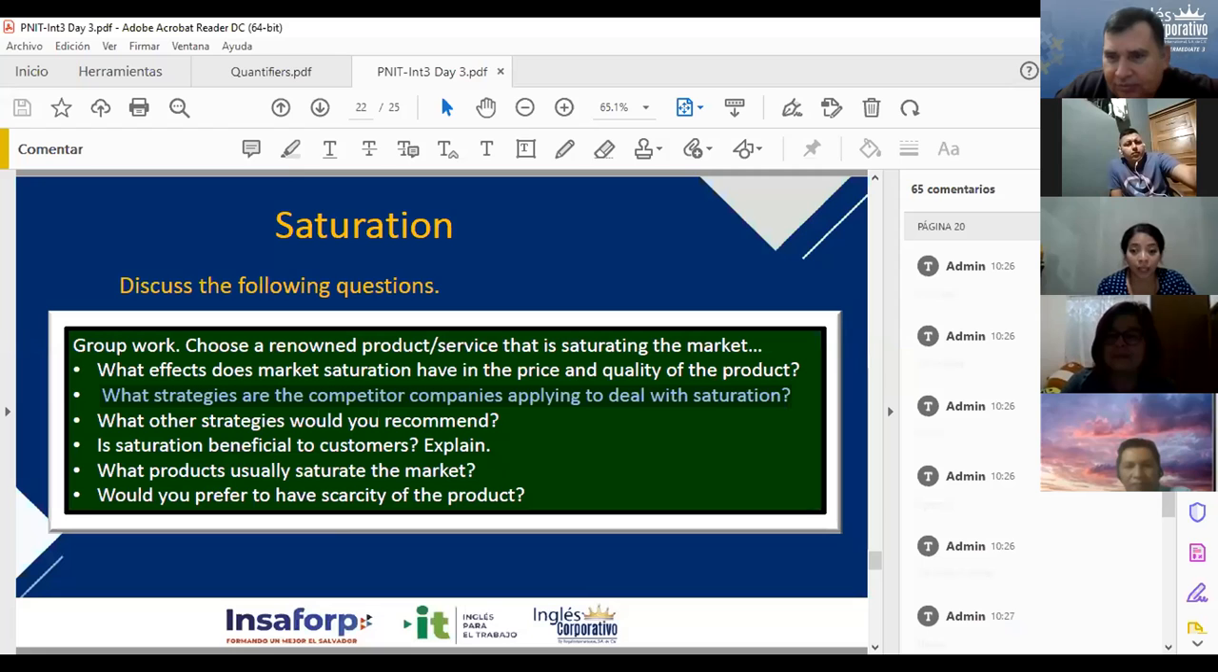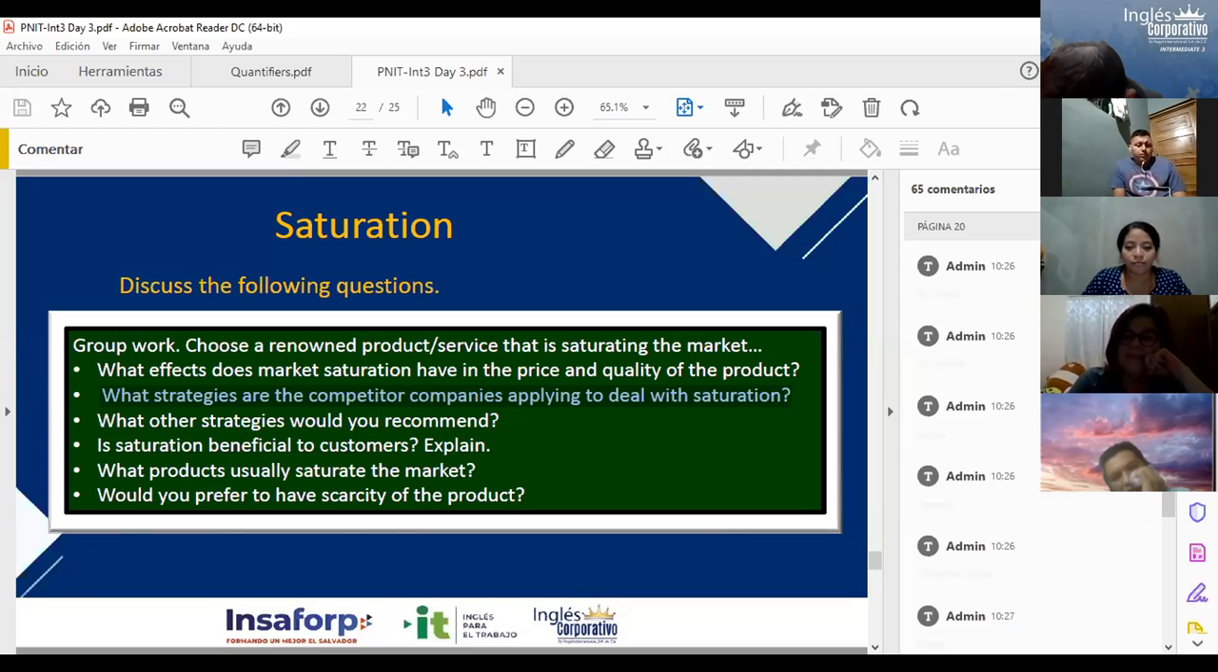I think that is an answer for the first question. Yeah, very good answer. The next question is, what strategies are the competing companies applying to deal with saturation? On TV, or when you drive a car or travel on the bus, you can see a lot of publicity of Coca-Cola. For this reason, a lot of companies apply publicity or low prices or offers, is my opinion.